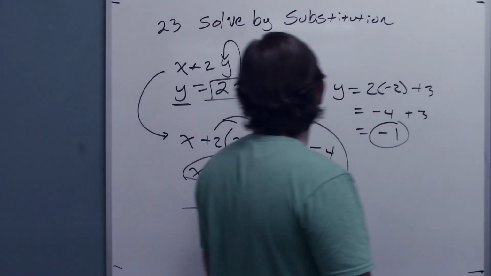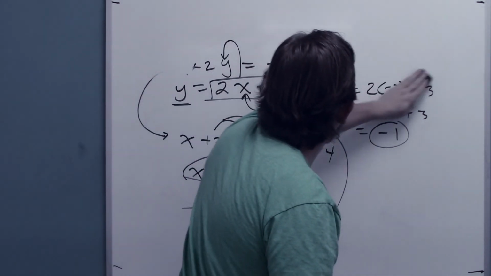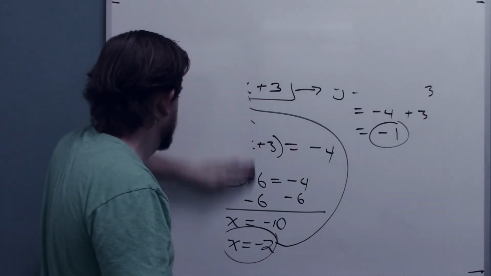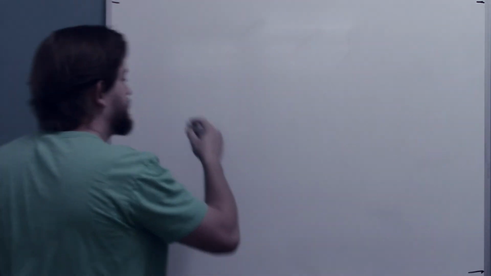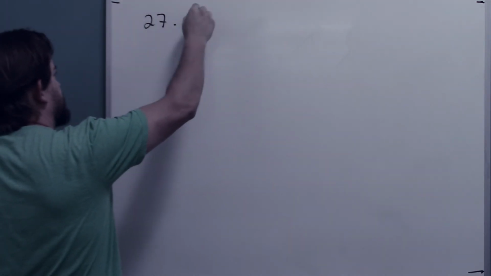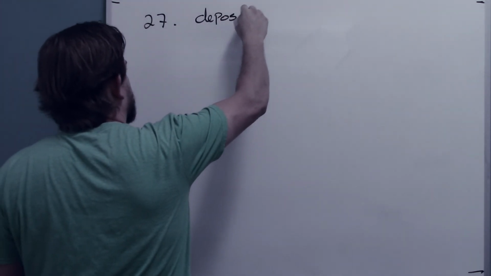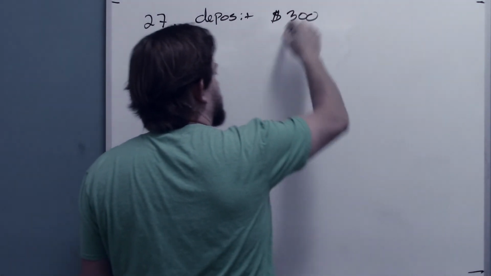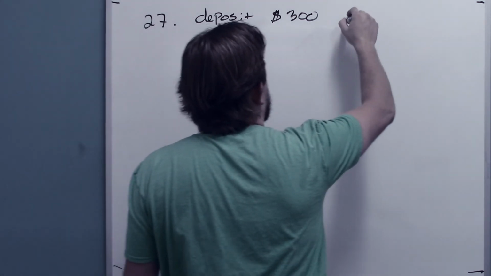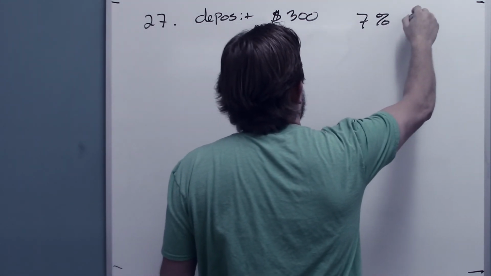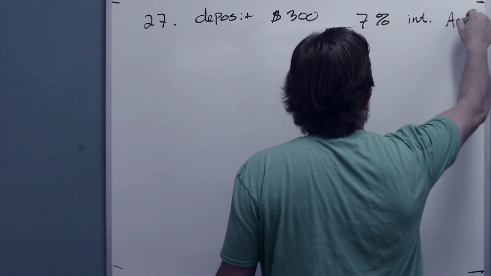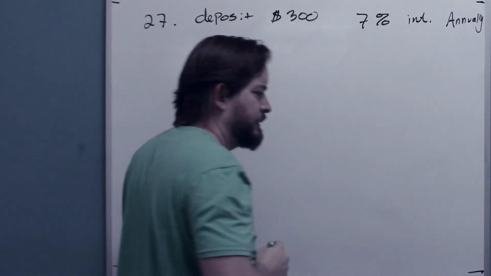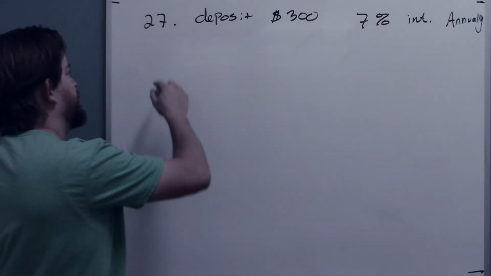All right, and let's look at 27. 27 says you deposit $300 into an account earning 7% interest, compounded annually. And we're going to leave it there for 15 years.